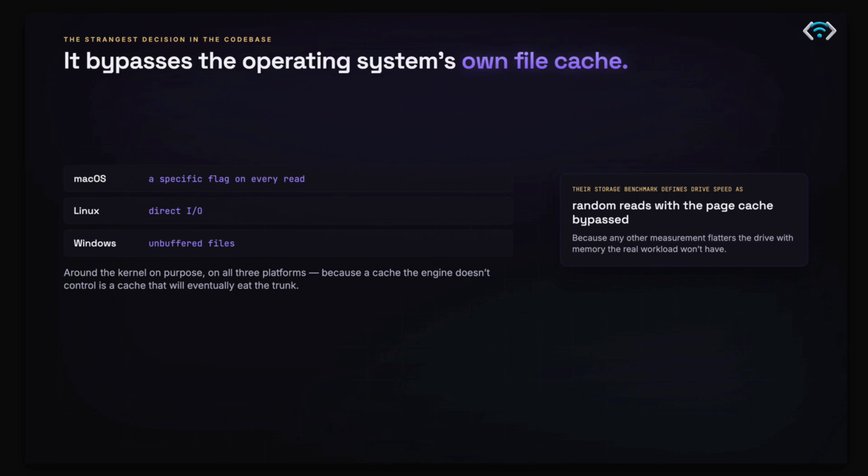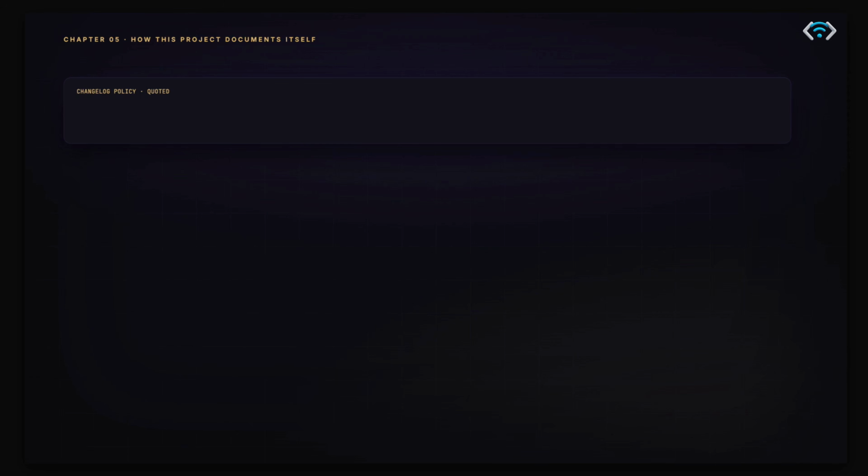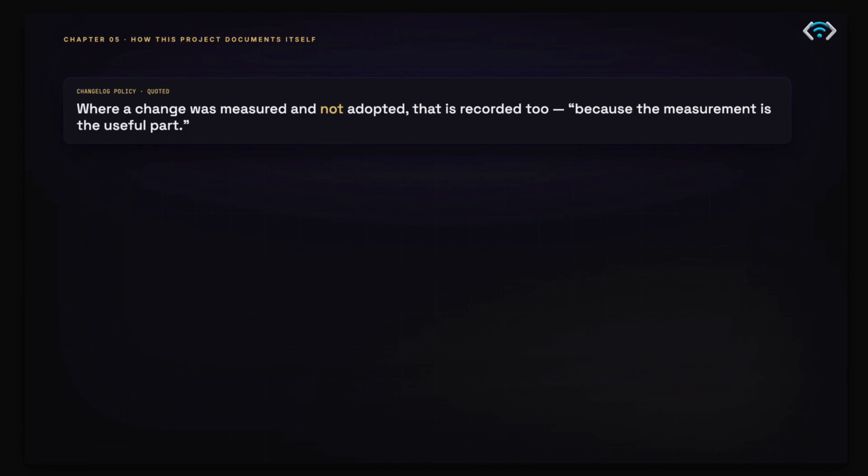Their storage benchmark even defines drive speed as random reads with the page cache bypassed, because any other measurement flatters the drive with memory the real workload won't have. The general lesson, and it travels far beyond this project: when you're operating at the edge of a machine, the operating system's helpfulness becomes the hazard. Every convenience layer between you and the hardware is making assumptions, and at the edge, the assumptions are wrong.